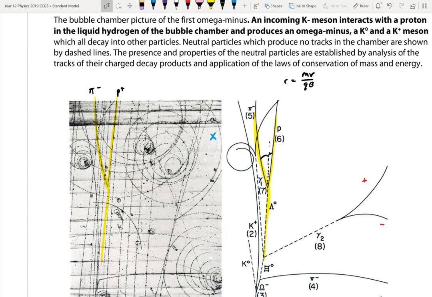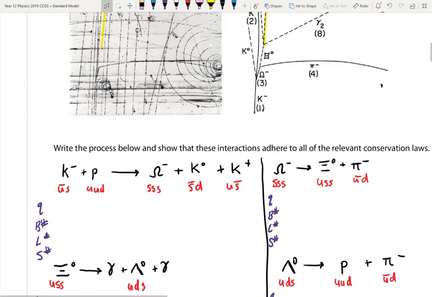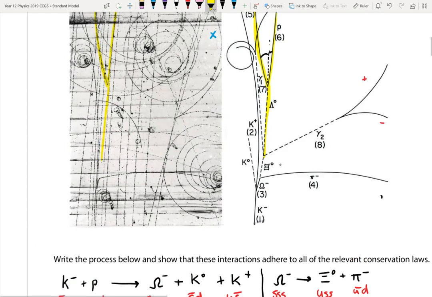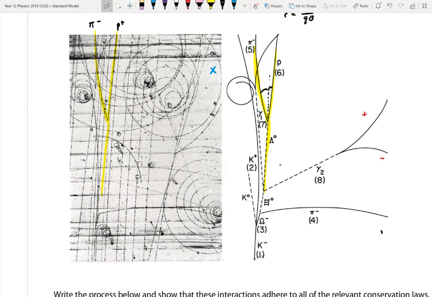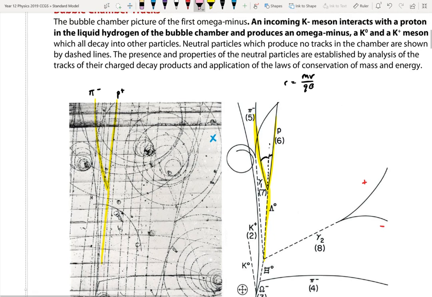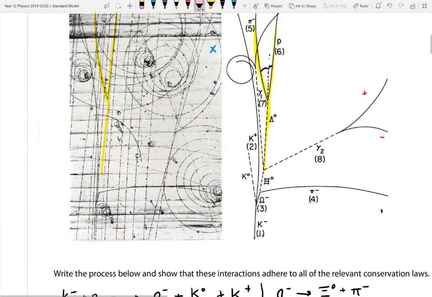Now, underneath, I have highlighted, here it is here. There's the interaction. Now let's go back to this. Okay, we will come down. I'll let you copy this down in just a moment. Let's look at a few other interactions. What caused this? Well, it says at the top, a K minus meson interacts with a proton and produces these guys. So I'm highlighting this with my pink pen.